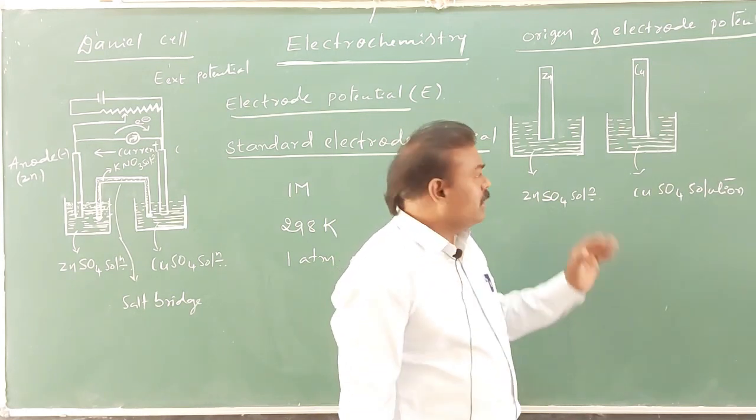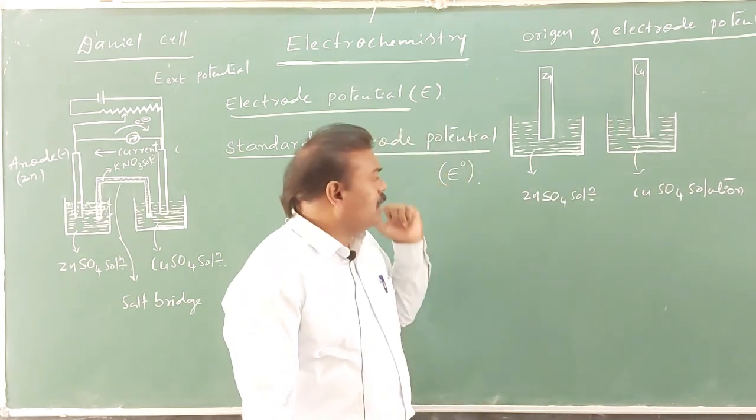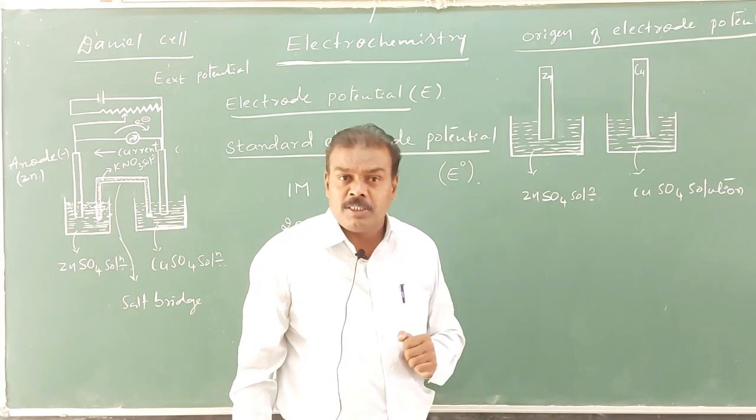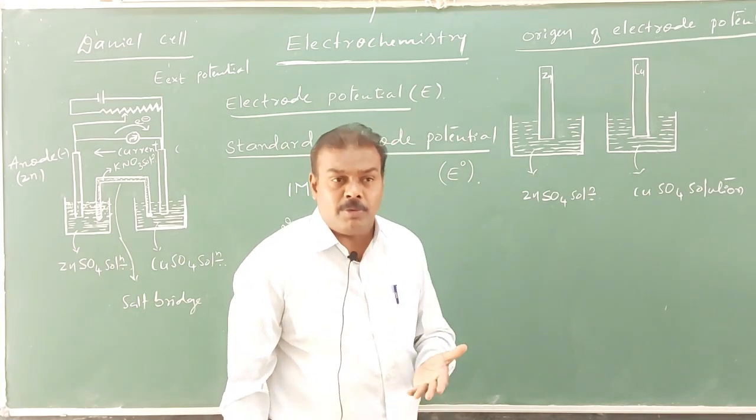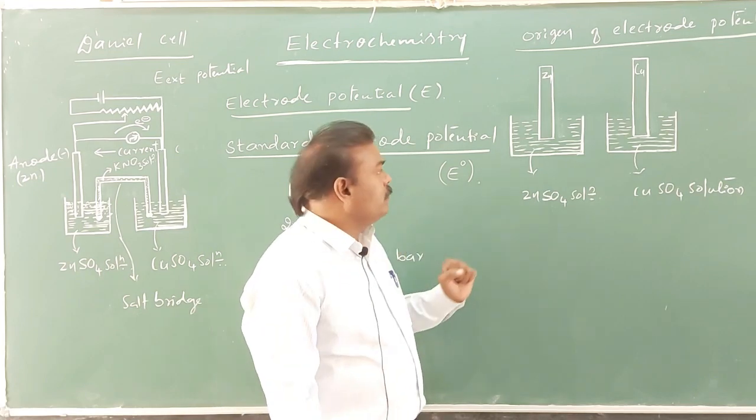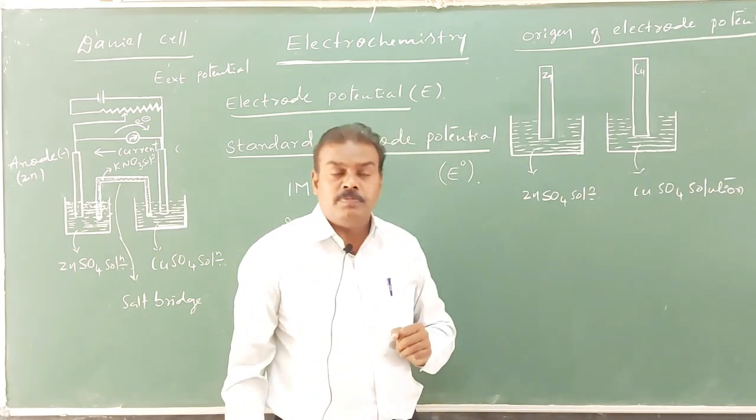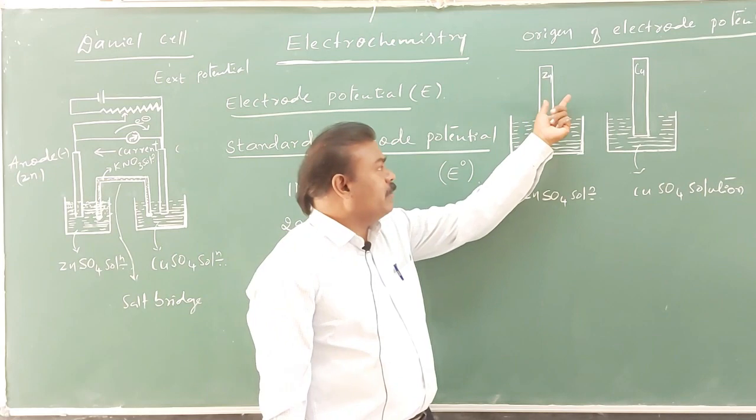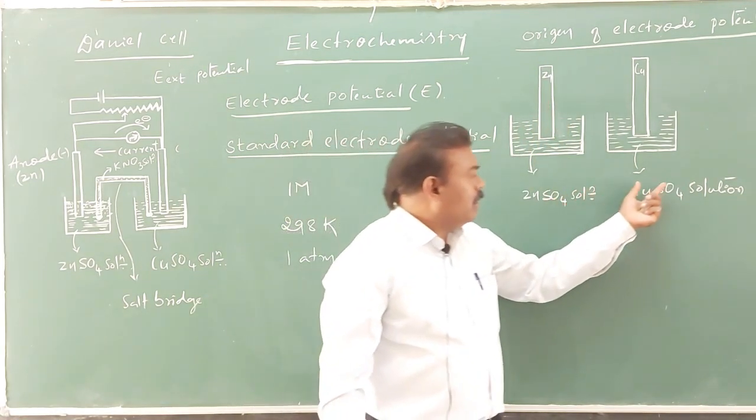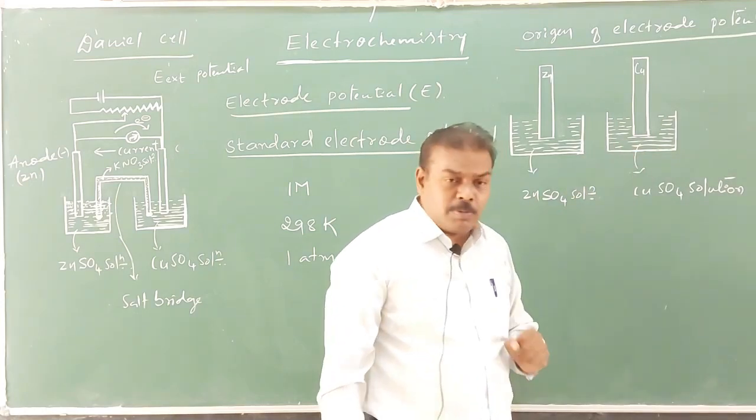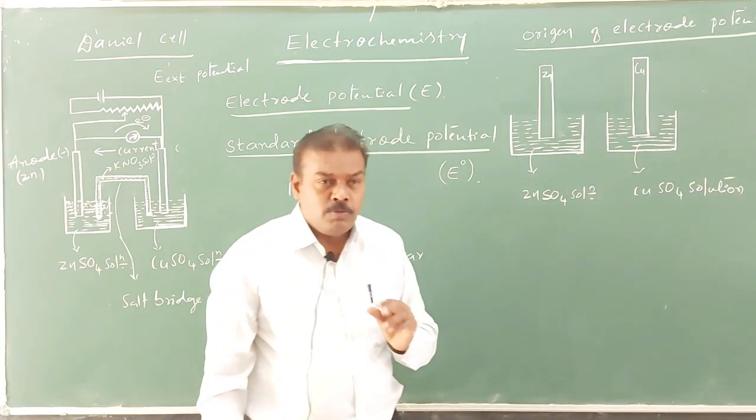Then how is the potential developed when the metal is in contact with a solution of its own ions? That is what is called electrode potential. How is that potential developed? Now we will go through the diagram. Zinc metal is placed in the zinc sulfate solution, and copper metal is placed in the copper sulfate solution. We should know this point here.